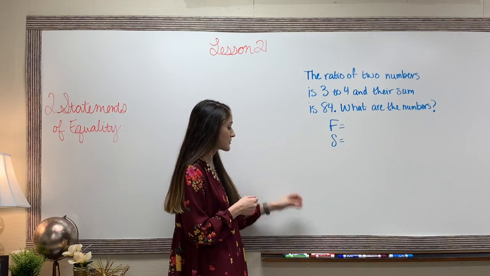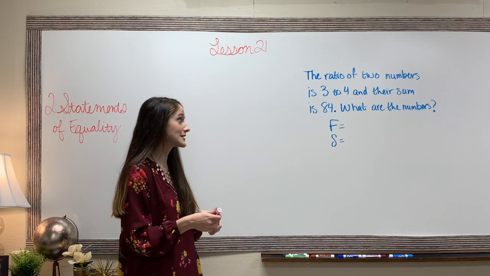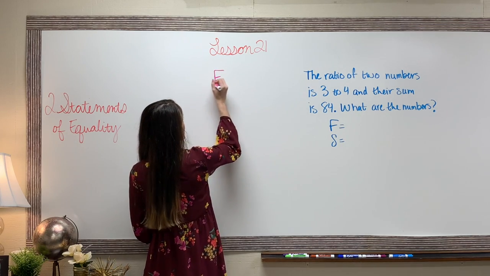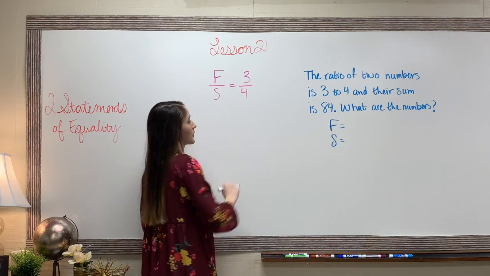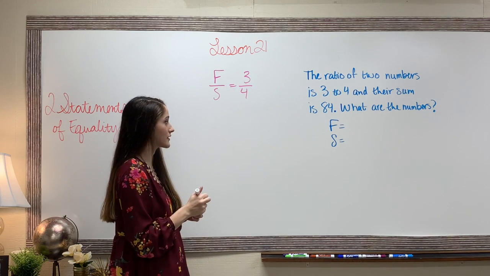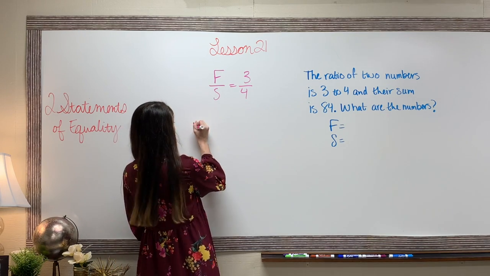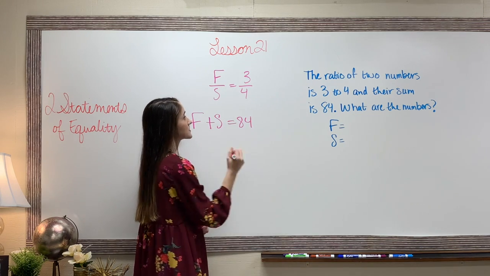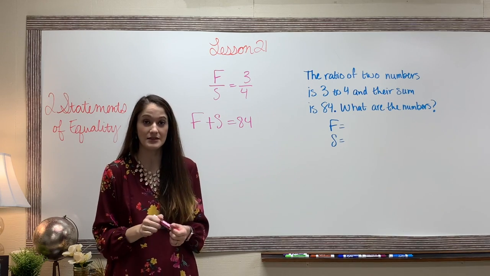So our first statement of equality is that the two numbers, F and S, have a ratio of 3 to 4. So the first over the second is going to be equal to the third over the fourth. So there's our first statement of equality. And then our second one says that their sum is 84. That means the first plus the second is going to be 84. So now we have two unknowns and we have two equations. So that means that we can solve this.